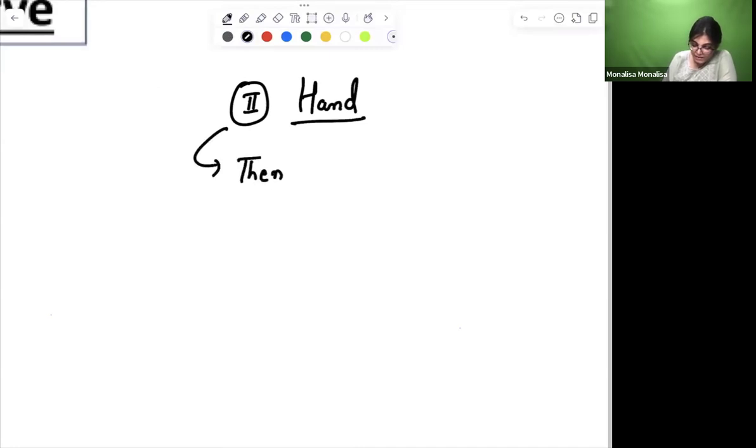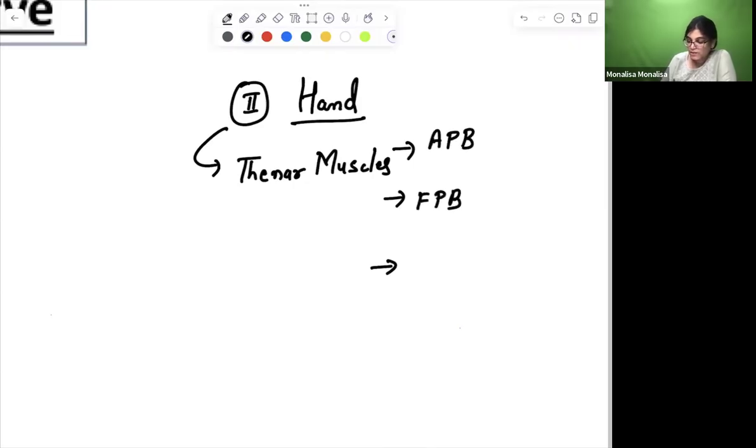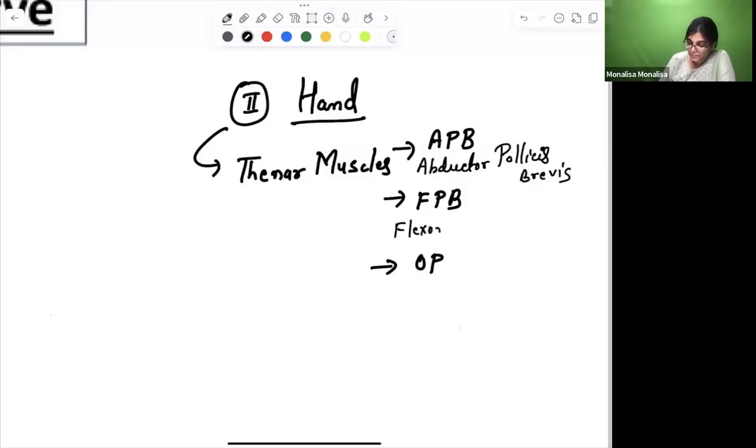thenar muscles. And what are the names of the thenar muscles? Abductor pollicis brevis, flexor pollicis brevis, opponens pollicis. If you want to write the full form, you can write it: abductor pollicis brevis muscle, flexor pollicis brevis muscle, opponens pollicis.